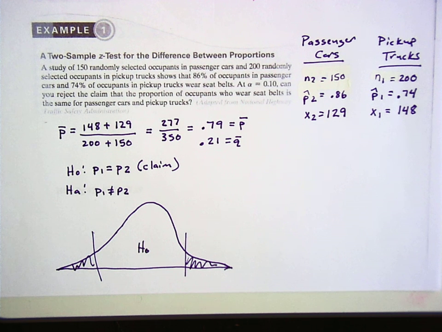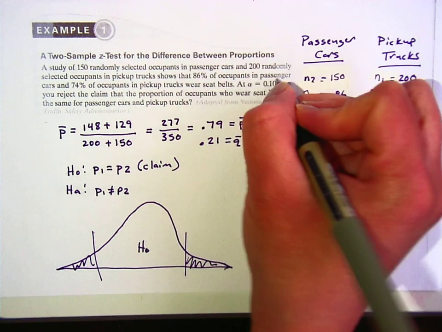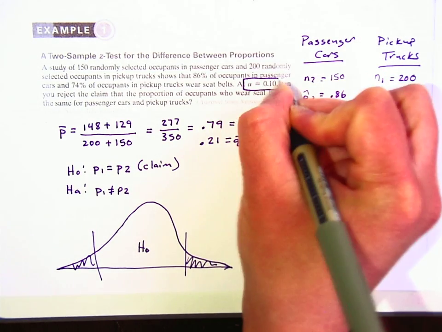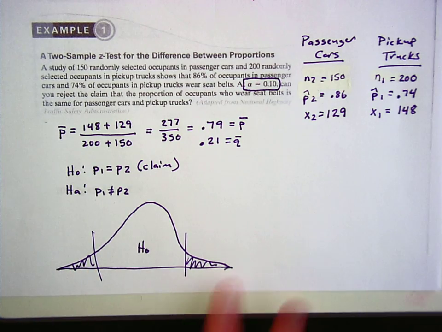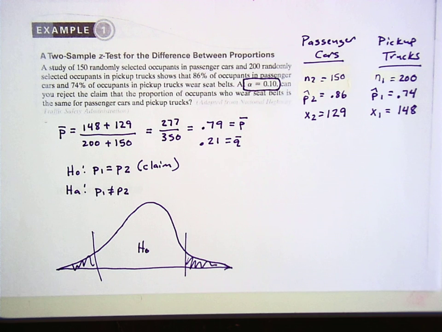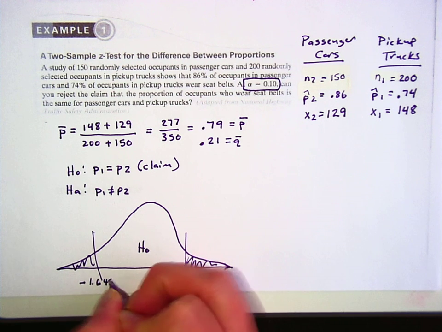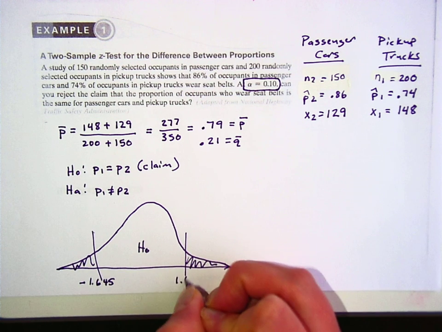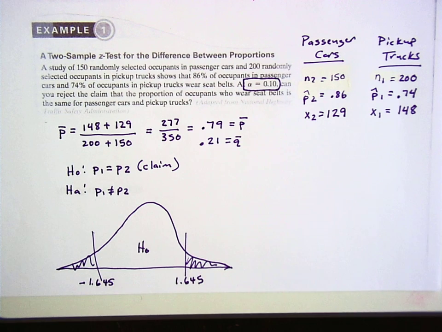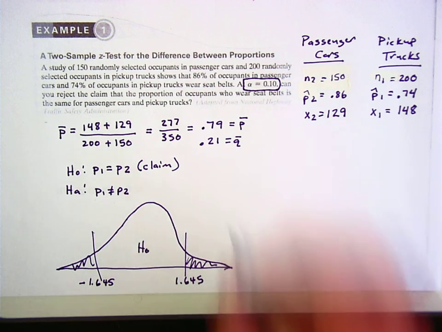And let's see, the alpha is 0.1 right there. So we need 5% in each tail. And if you look up 0.05 in the middle of the chart on A16, you get negative 1.645. And then you make it positive over here, 1.645. So those are our rejection regions.